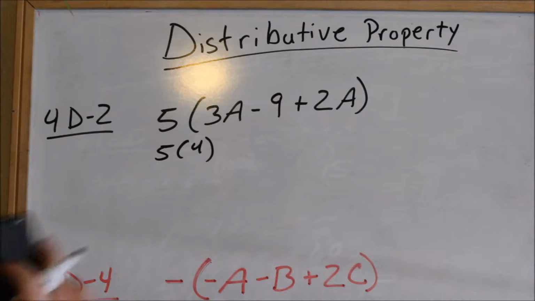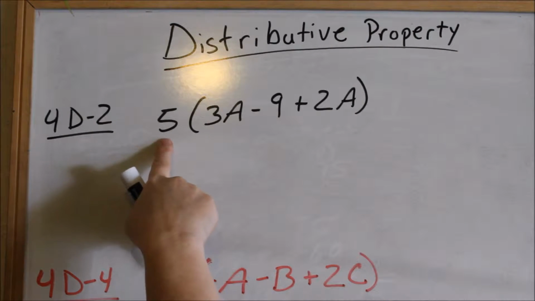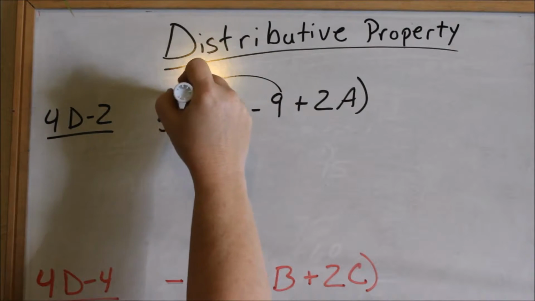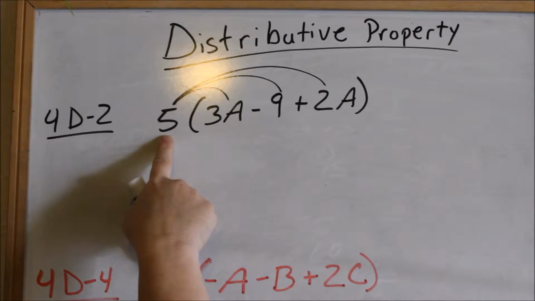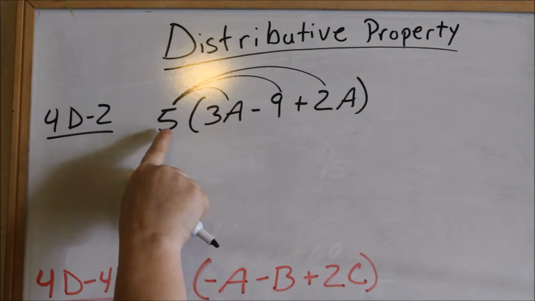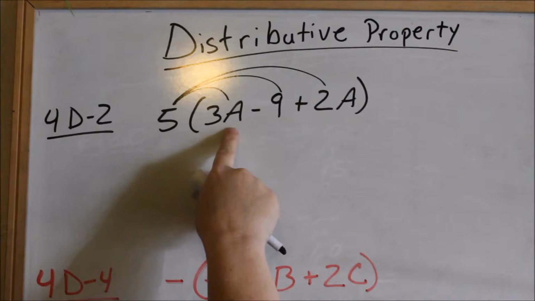So think about if these were a bunch of kids in the parentheses and they were each getting 5 cookies, you want to distribute the 5 cookies to each of these kids that are in that parentheses. So 5 gets multiplied to everything in the parentheses because 5 is getting distributed. It's getting handed out or multiplied to each one of these things.